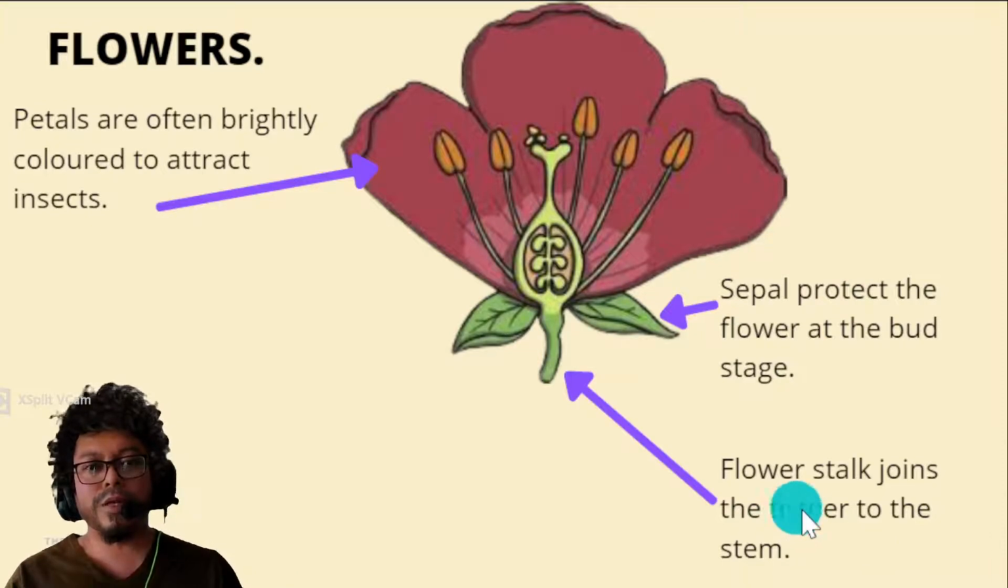So next, flower stalk joins the flower to the stem. Ini tangkai. That's very easy. So this is called petals. This is called sepal. And this is called flower stalk. Now let's go to the harder part.